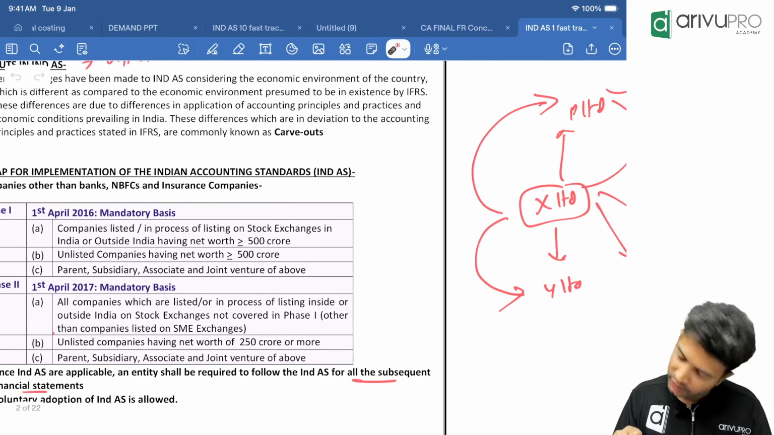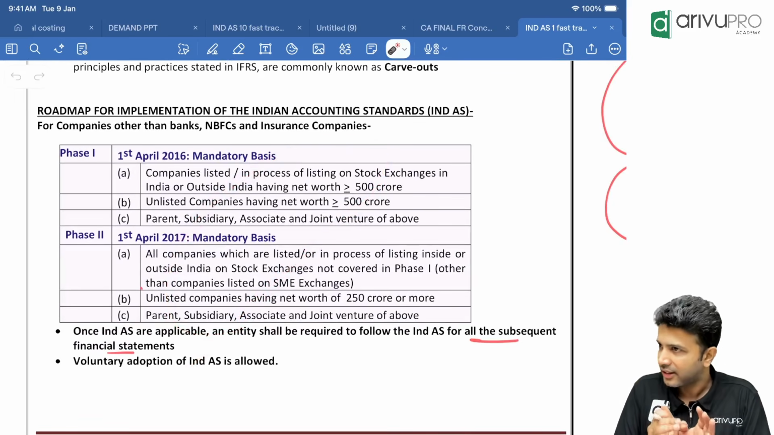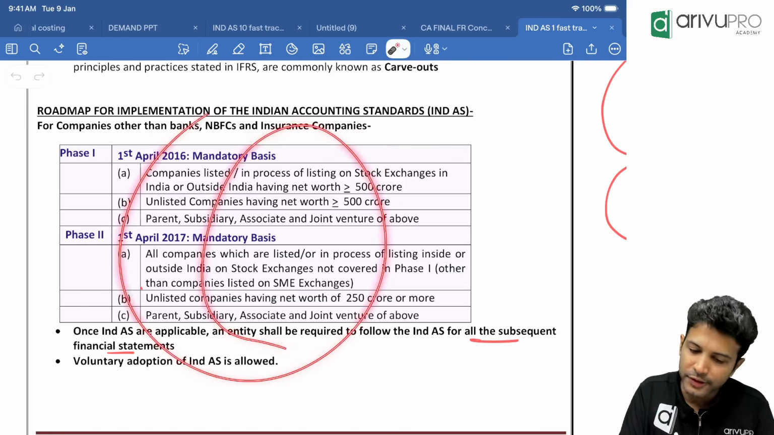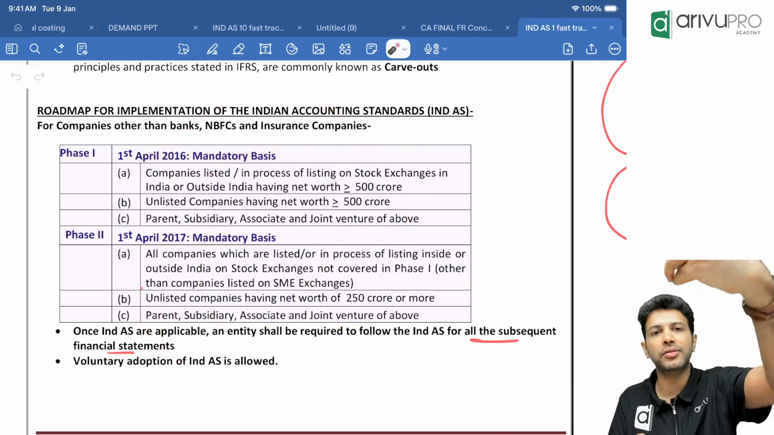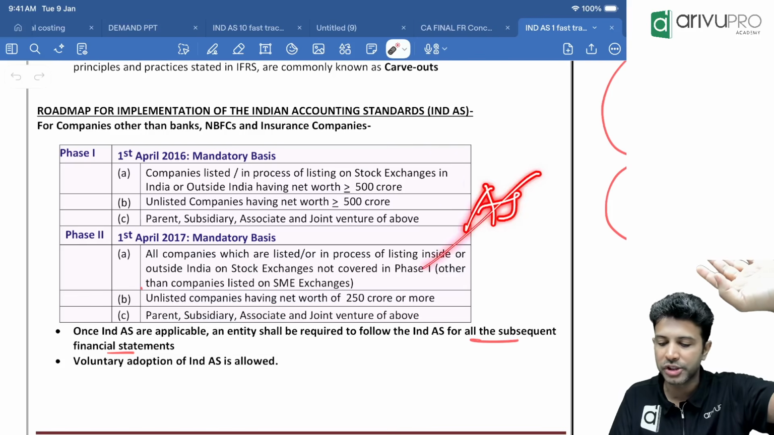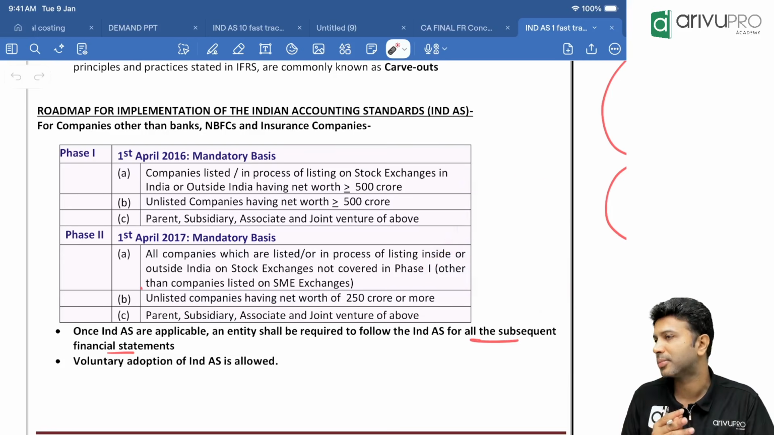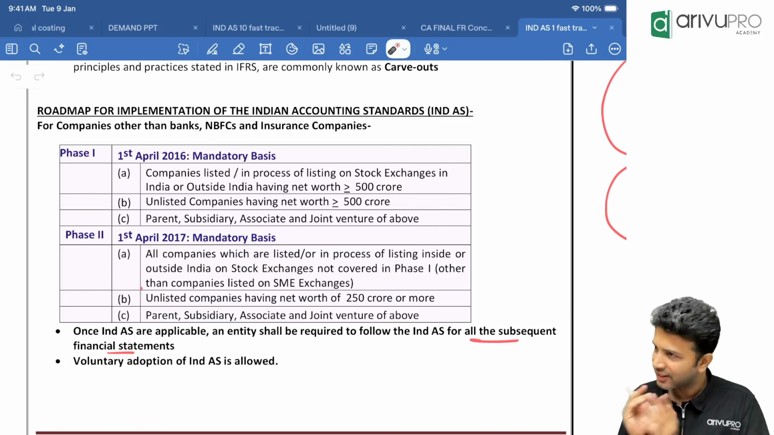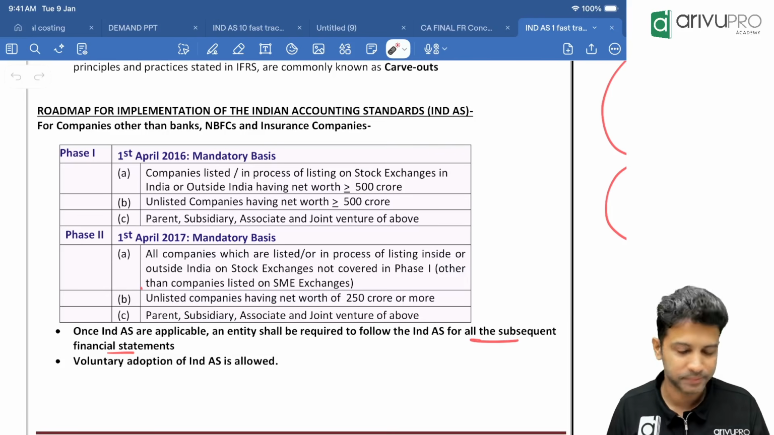No. Ind AS, it is not consolidation, right? Ind AS is a separate standard. It is not applicable for consolidation. We are talking about SFS only here. In separate financial statements only, the moment you satisfy the net worth limit, automatically you will have to shift from AS to Ind AS by applying the Ind AS 101 first-time adoption principle in SFS. In CFS also, you'll have to do the same thing. Once Ind AS is applicable, SFS and CFS, both you'll have to prepare as per Ind AS. Anything more?